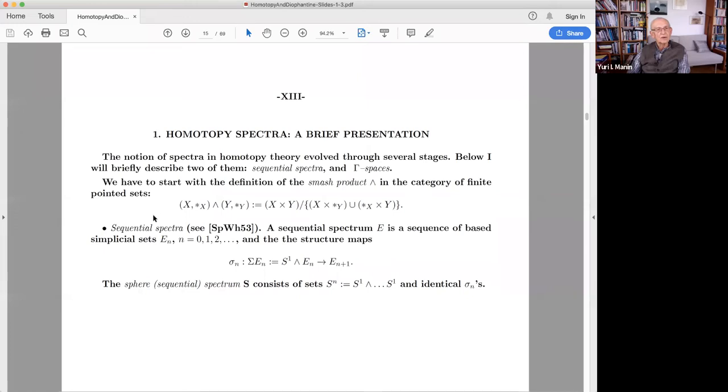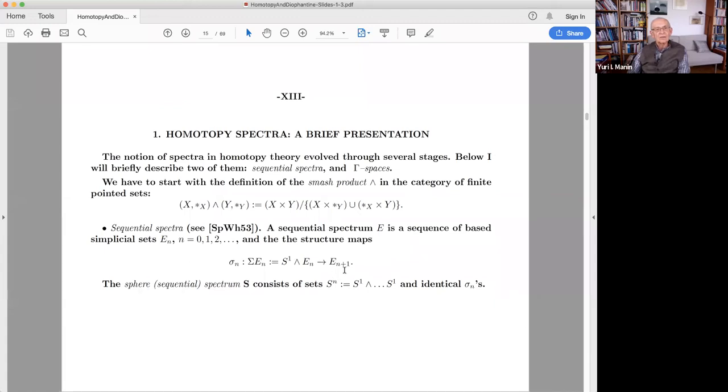the simplest version of spectra, sequential spectra introduced in 53. So a sequential spectrum is a sequence of based simplicial sets. You will remember, hopefully, what simplicial sets are. And then between them, there should be structure maps, which are sigma n. We take set number n, take the smash product with the one dimensional triangle, so the boundary of the two dimensional triangle, and take the smash product and map to here.